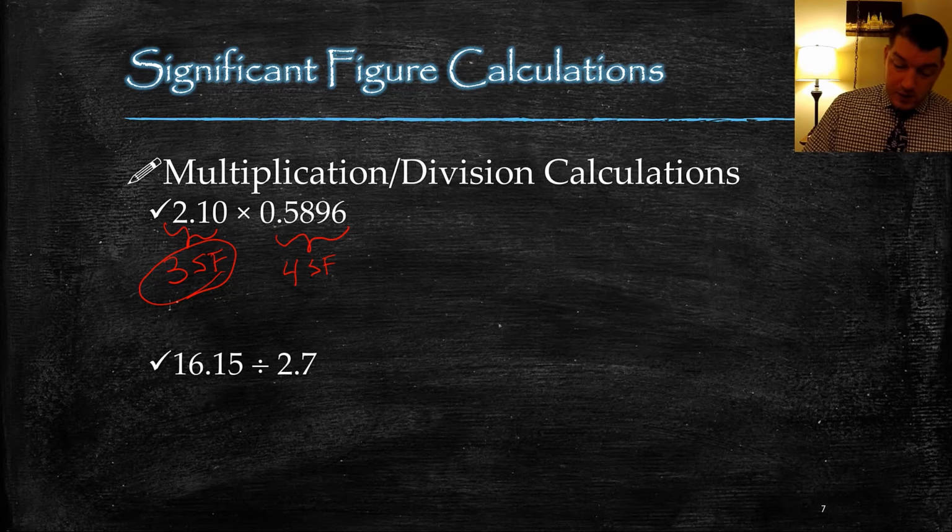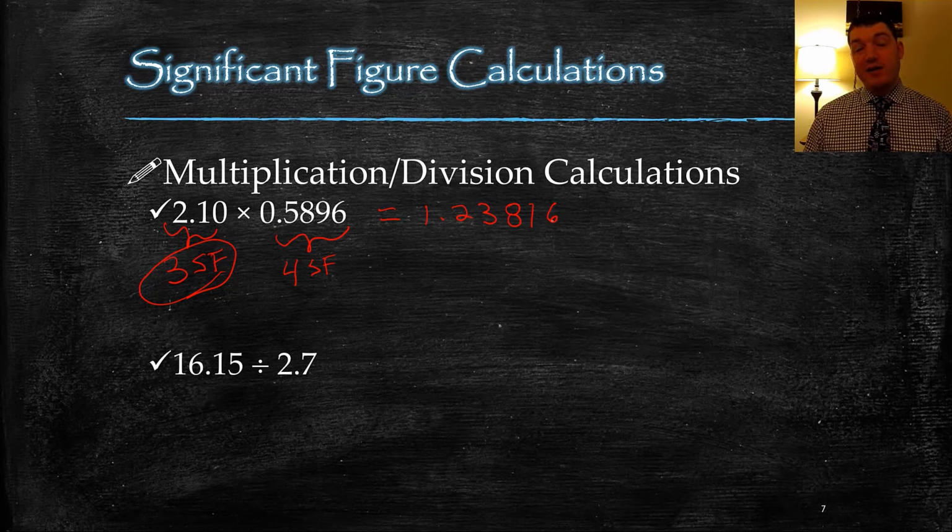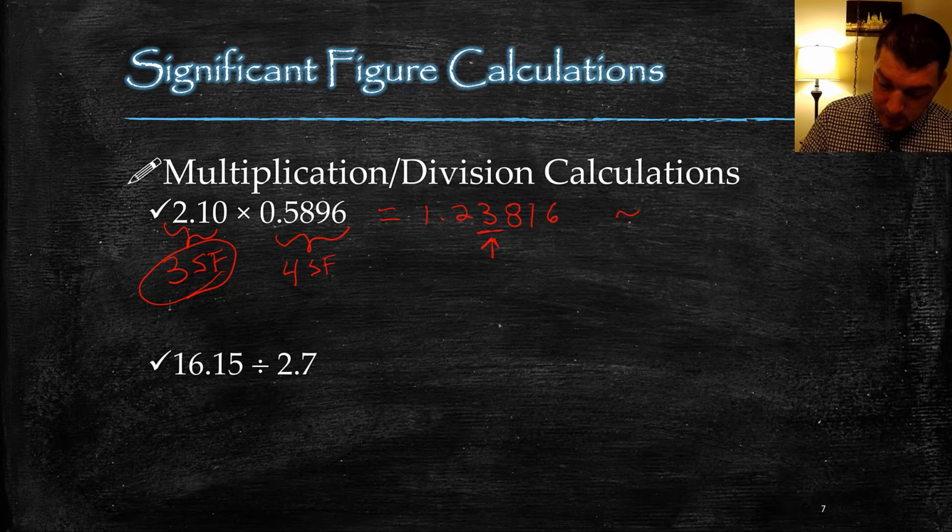The calculated answer that we get is 1.23816. Now, that answer has 6 significant figures in it, which is not equal to 3 nor 4. So what we have to do is figure out where's the third significant figure. And the third significant figure is the 3. Now that I know where I'm rounding, I apply the normal rounding rules. 5 or greater, we round up. 4 or less, we round down. 8 is greater than 5, which means we round up. So this, to the correct number of significant figures, is 1.24.